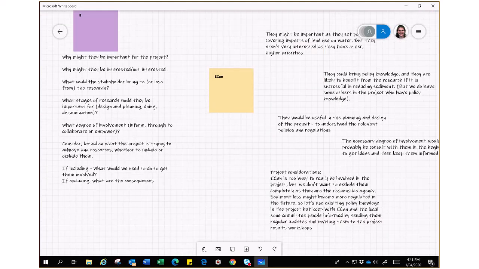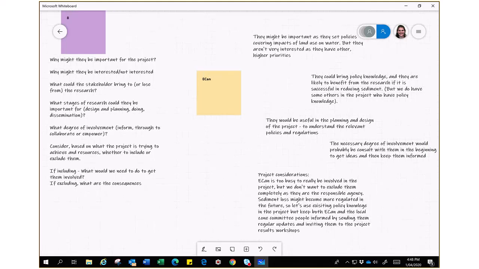Why might they be important for the project? Well, they might be important because they set policies covering the impacts of land use on water, but they really aren't very interested, as they've got a lot of other much higher priorities. So what could they bring? They could bring policy knowledge, and they're pretty likely to benefit from the research if it's successful in reducing sediment. We note that we do have some others in the project who have policy knowledge.